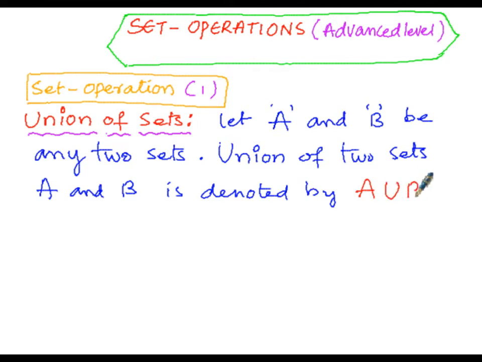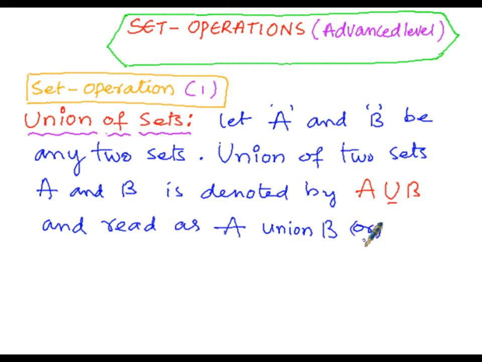A union B. So this is the symbolic notation, U is the symbolic notation of union, and it is read as A union B, or in other words it is represented as A cup B. So here this indicates the cup or the union symbol.